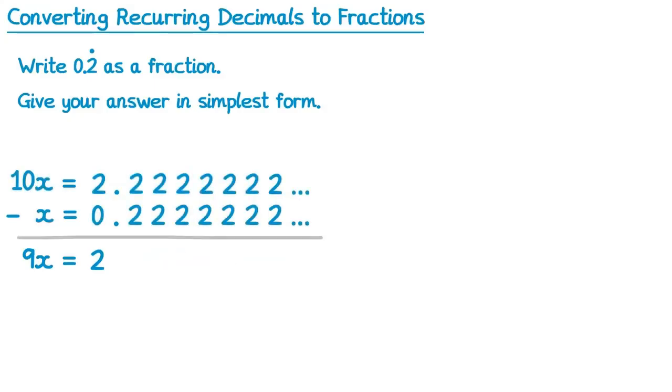Now 9x equals 2 is an equation we can solve. If you divide both sides by 9, on the left, 9x divided by 9 is x, and on the right, 2 divided by 9 is just 2 over 9. So we found that x equals 2 over 9. But x was also equal to 0.2 recurring, the very first thing we wrote down in the question. So actually 0.2 recurring is just equal to 2 over 9. So we've changed the recurring decimal into a fraction. If you want to check that this is the case, get your calculator and type 2 divided by 9, and you'll see it really is equal to 0.2 recurring.